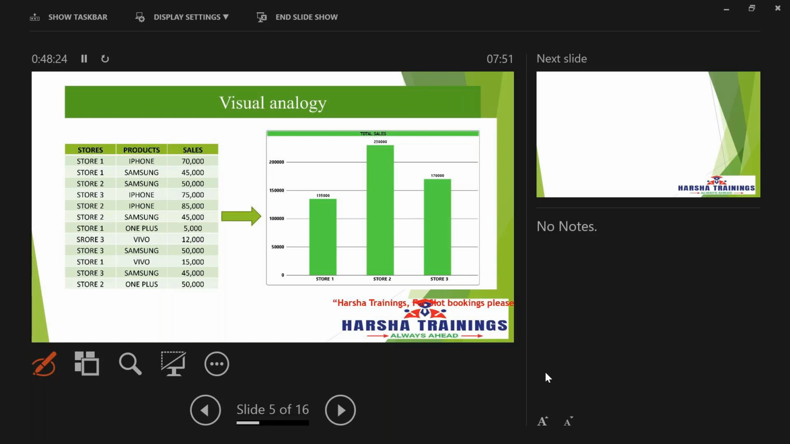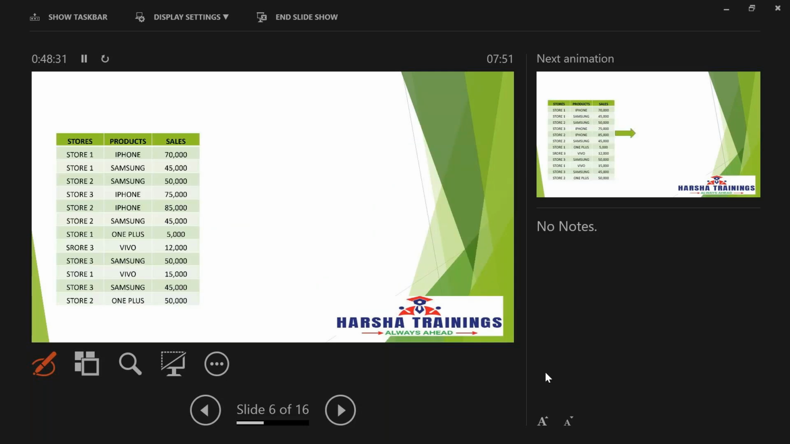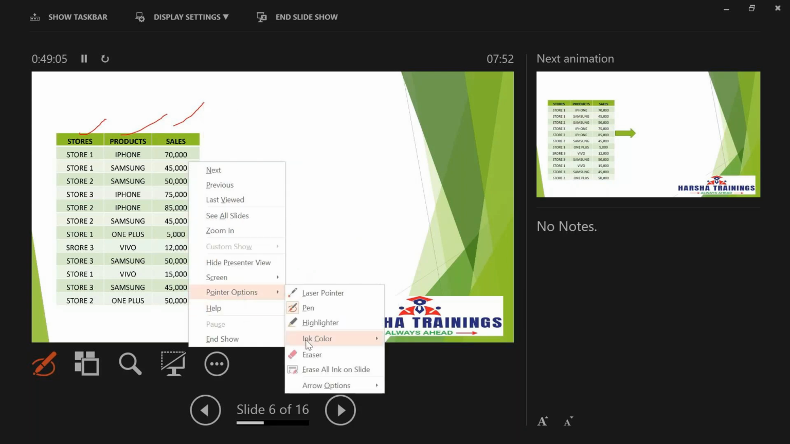Now we have seen the visual analysis. One more example we are going to see, which has stores, products, and sales. Is it the same data as the previous one, or is there any variation? It's the same, because I copied it here. We have the stores and the products. In the previous slide we saw only the stores.